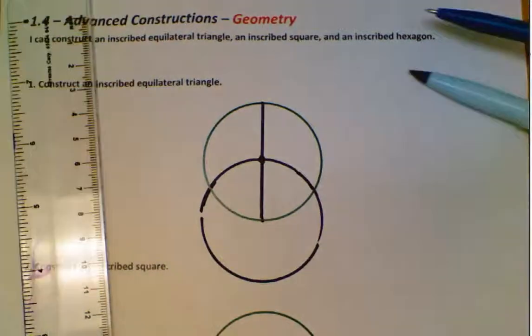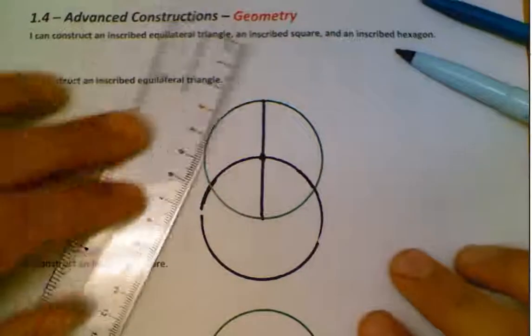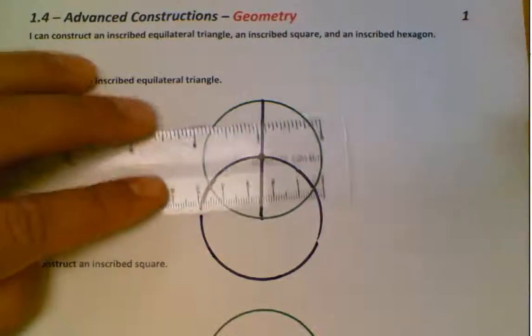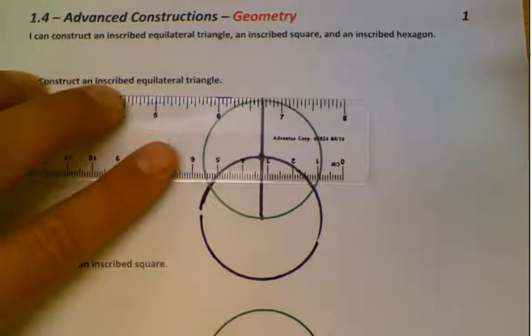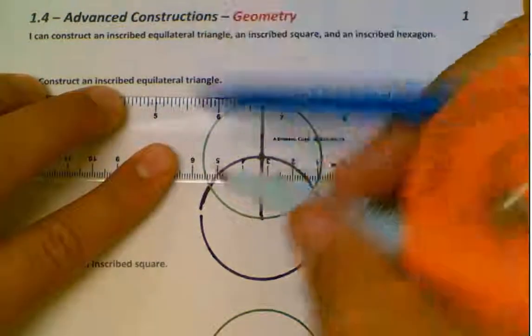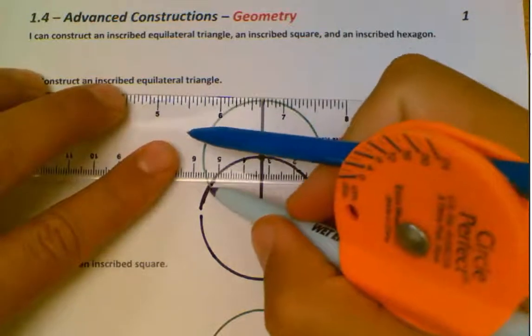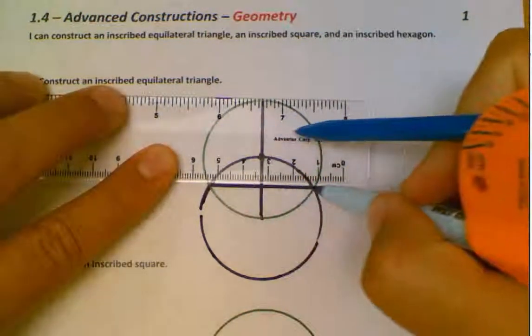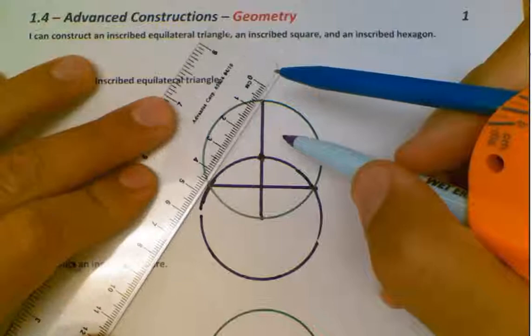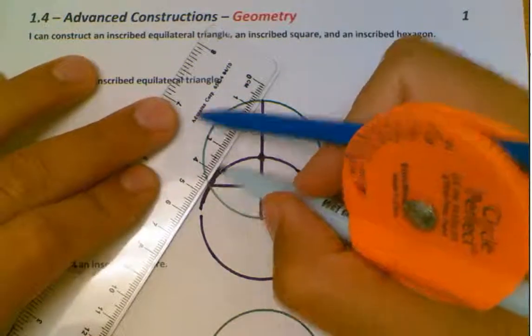Okay, now what we're going to do is we're pretty much done here. We're going to connect where this arc was with the other arc, and then go from this arc up to the diameter.